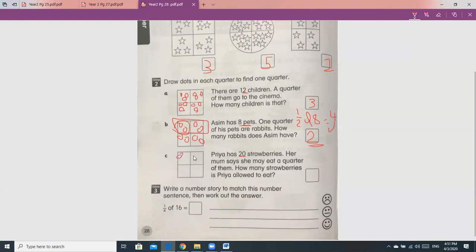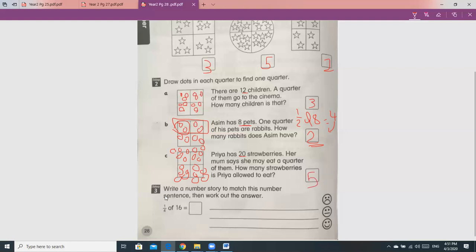1, 2, 3, 4, 5, 6, 7, 8, 9, 10, 11, 12, 13, 14, 15, 16, 17, 18, 19, 20. So let's count in each one how many? 1, 2, 3, 4, 5. Each square has 5. So the quarter of 20 is 5.